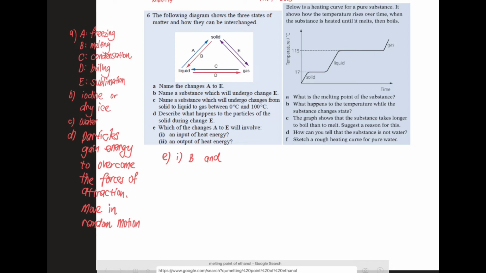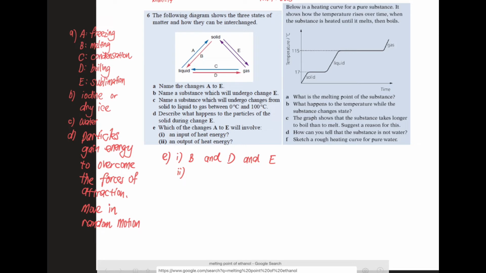B, correct? And C. C is gas to liquid. Gas to liquid is condensation. Condensation will be exothermic. So it should be D. B and D, you need to heat up. Sublimation, E, also.